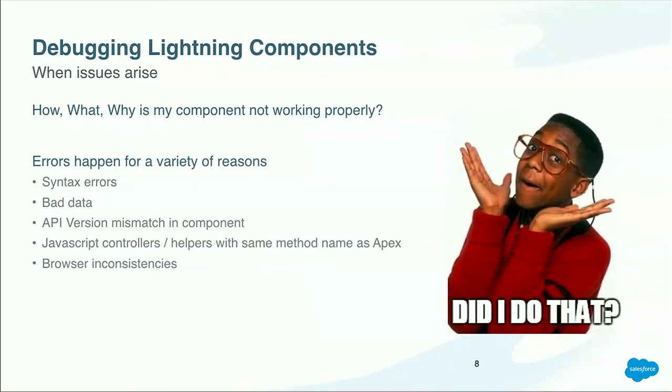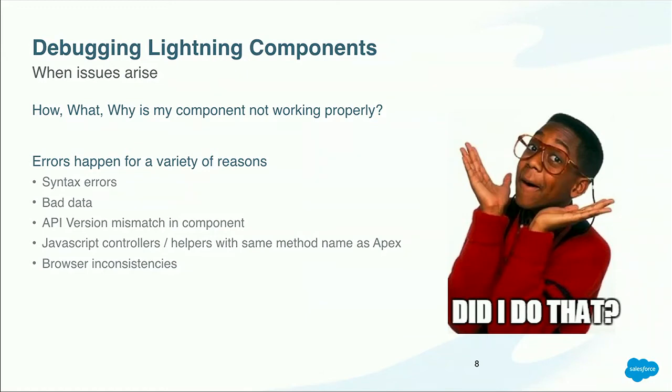Now, the next tip is essential, I guess, to Lightning component development. It's basically debugging Lightning components. So you're going to run into issues. There's no ifs, ands, buts about it. So when an issue does arise, you want to start asking those questions like how, what, or why did an error happen? Did an exception occur? And they happen for a variety of reasons.